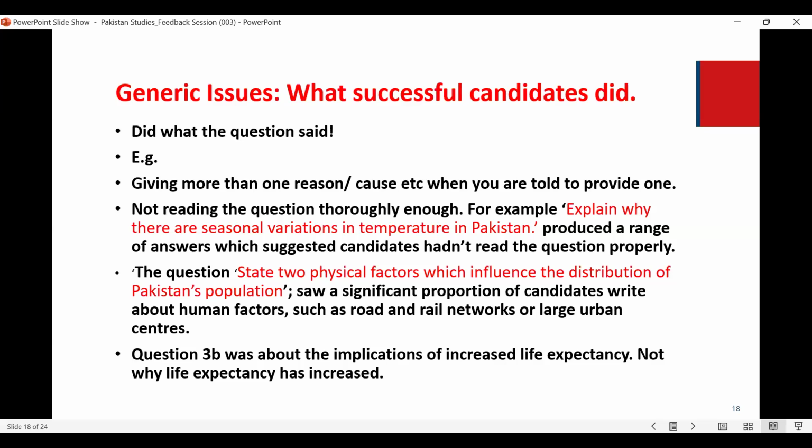The question stated 2 physical factors which influence the distribution of Pakistan's population. We saw a large number of candidates write about human factors here. They talked about road and rail networks, or large urban centres. So again, they're not reading the question carefully. Question 3B was about the implications of increased life expectancy, not why life expectancy has increased. So it's about being really careful with how they read it.